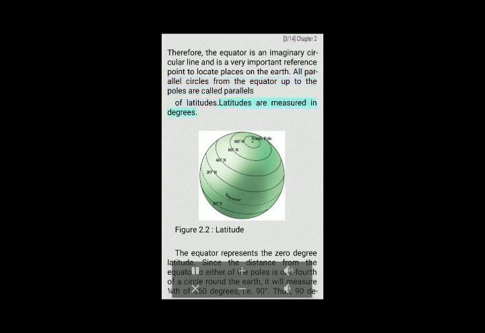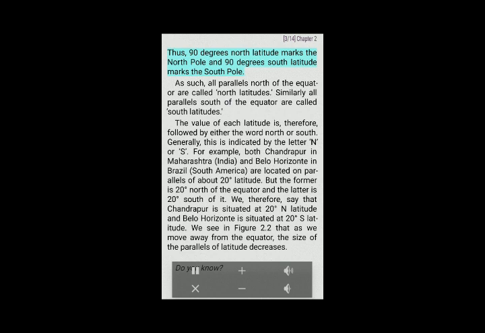of latitudes. Latitudes are measured in degrees. Figure 2.2. Latitude. The equator represents the 0-degree latitude. Since the distance from the equator to either of the poles is 1/4 of a circle round the Earth, it will measure 1/4 of 360 degrees, i.e., 90 degrees. Thus, 90 degrees north latitude marks the North Pole and 90 degrees south latitude marks the South Pole.